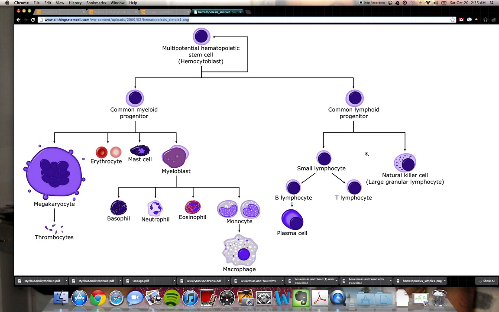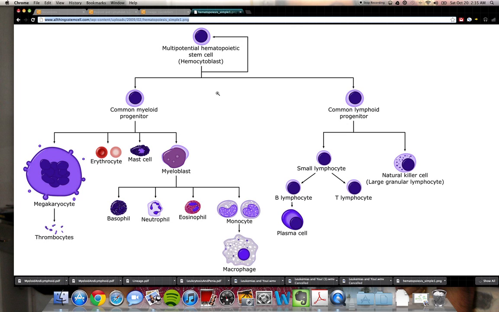Lymphoid will make your B lymphocytes and your T lymphocytes, while myeloid will make your megakaryocytes, platelets, erythrocytes, red blood cells, myelocyte, myeloblast, monocyte, eosinophil, neutrophil, basophil. So basically your leukocytes. Again, the stem cell can go two ways: lymphoid, B cell, T cell, or myeloid, which makes all the rest, your platelets, red blood cells, leukocytes.